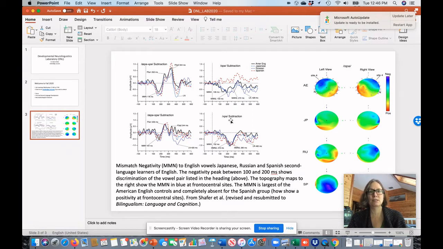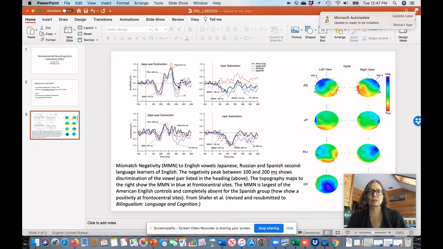They're the black traces in these figures. I know this is new for many of you, but this is a case where if there was no discrimination, no difference, these lines would be flat on the 0 line. We've got time going across the x-axis and amplitude on the y-axis. So the mismatch negativity is this negative going peak here, and we can see at what time it peaks.